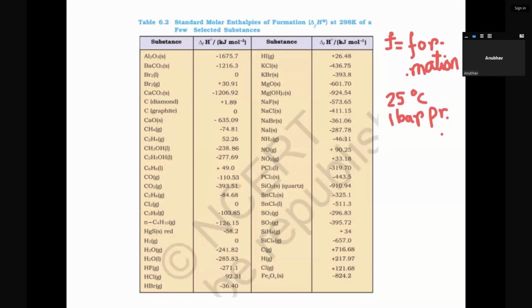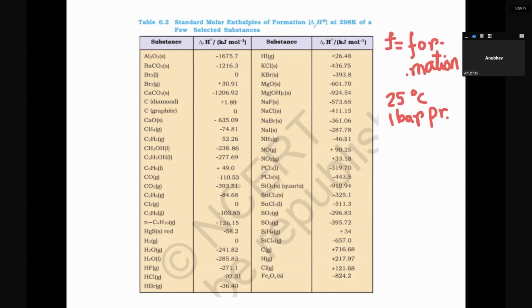So we have f for formation, and we have the standard enthalpy change, that is delta_f H°. So it will be the formation of 1 mole of a compound from its elements in their most stable states of aggregation. I guess you have understood that whenever we talk about delta_f H°, it will be at 298 Kelvin, that is 25 degrees Celsius temperature. Here we have several molecules: ethanol, carbon diamond and carbon graphite.